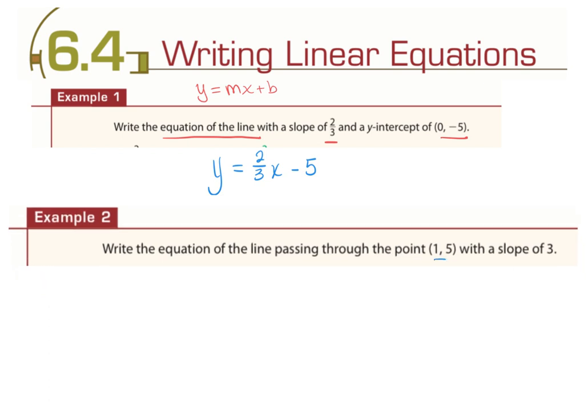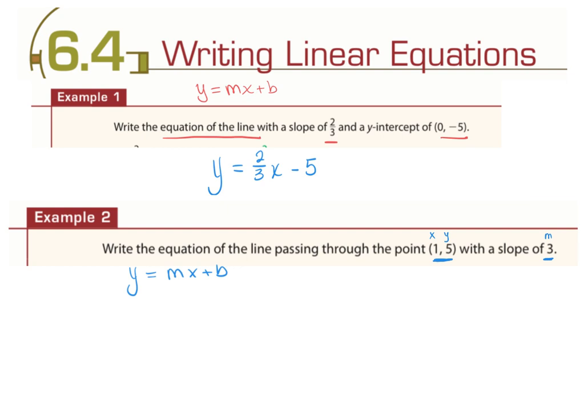They gave us a point, just an x and y. They did not give us our y-intercept, and then they did give us our slope. So they gave us an x and a y, and they gave us our m. What are we missing from our slope-intercept form? We're missing the b. And so when they give this to you, you can use your y equals mx plus b to solve for your b.